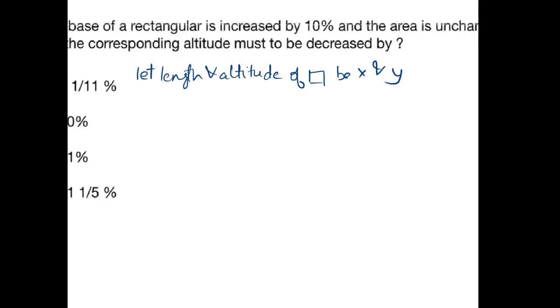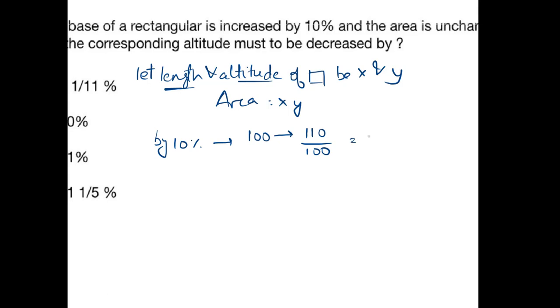Let us see how to do it. Let the length and altitude be x and y. Let us see the area. We know area is equal to x times y. If the length increases by 10%, we know that if it is 100, it is increasing 10%, which means 110, right? 110 by 100, so it will be 1.1x. The area remains unchanged here, so we know the area is going to be xy. So 1.1x into y is the new altitude here.